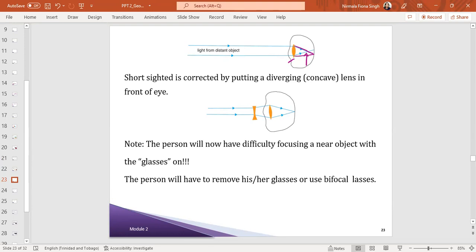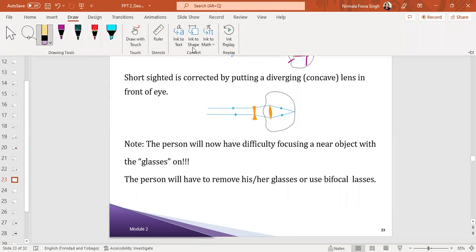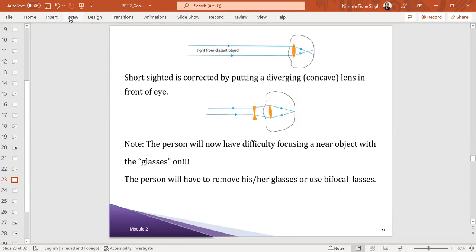So because the light rays are coming together too soon, what we need to do is force them apart. Instead of them coming together too soon, we have to make them move away from each other. And how do we do that? We use a concave lens. A concave lens, if you recall, is a diverging lens, so it forces the light rays apart, such that when the light passes through the lens in your eye, it will focus them onto your retina.